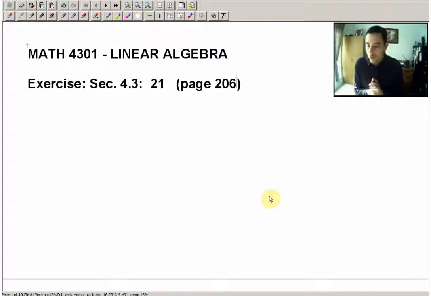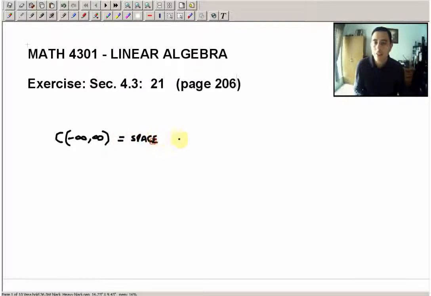Okay, exercise number 21 on page 206. It's asking to determine whether this subset is a subspace of the space of continuous functions. So when you see C negative infinity infinity, this is the space of all continuous functions.